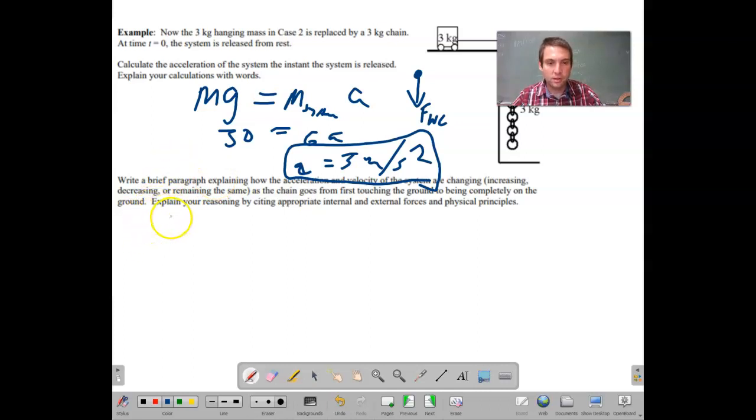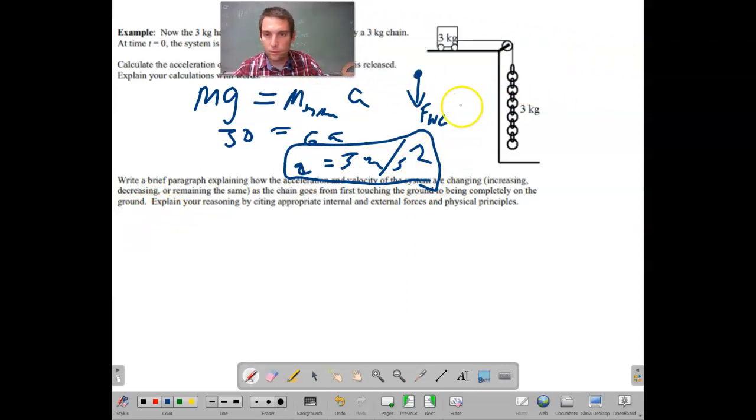Let's start with acceleration. For the acceleration, when each chain touches the ground down here, right, so this goes a little bit further down, and then we have all these chains touching the ground. As that happens, our free body diagram for the system is changing also.